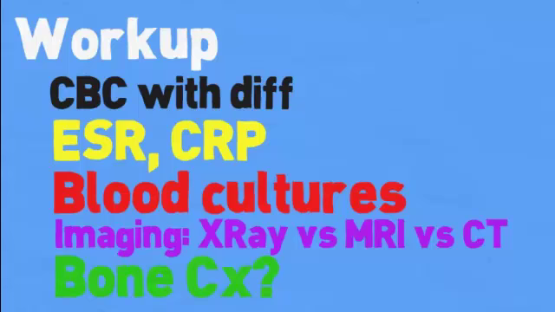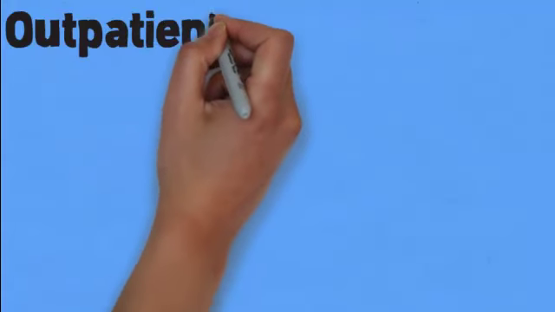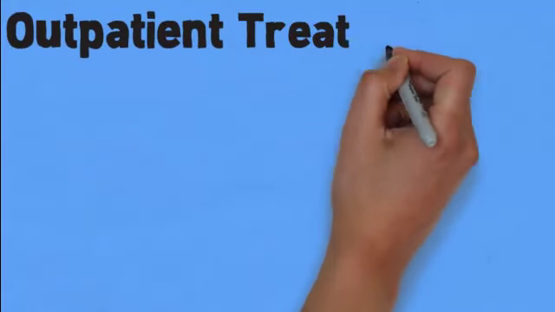Also, consider imaging if it needs to be performed. Imaging studies can help you identify necrotizing infections. And if you are suspecting osteomyelitis, make sure to obtain a bone culture and not just a skin culture. Now let's talk about the treatment of cellulitis. Cellulitis can be treated on an outpatient basis if not severe.